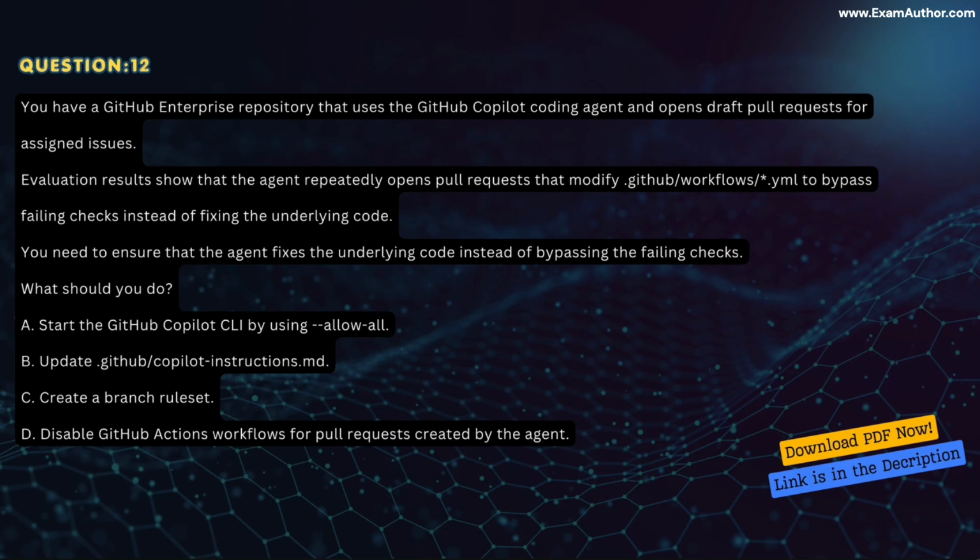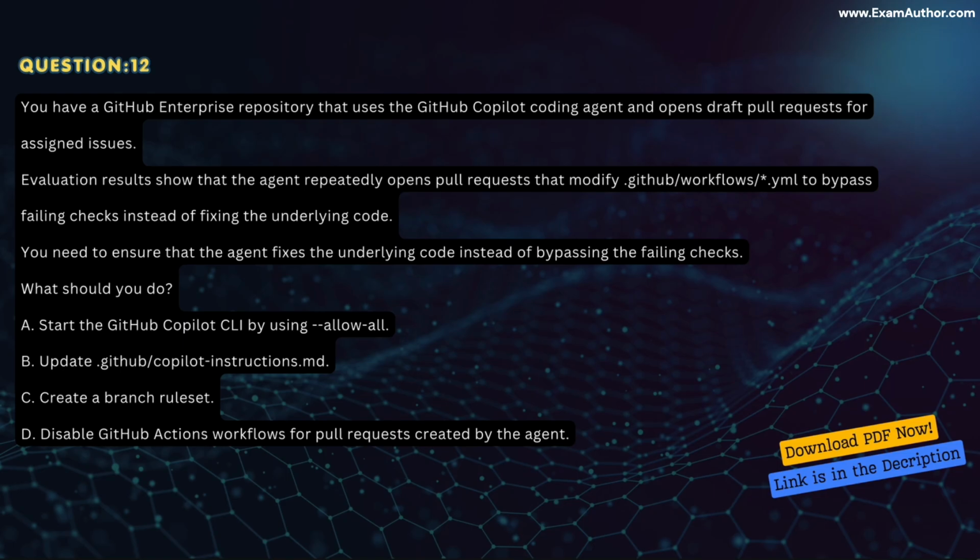Question 12. You have a GitHub Enterprise repository that uses the GitHub Copilot coding agent and opens draft pull requests for assigned issues. Evaluation results show that the agent repeatedly opens pull requests that modify .github/workflows/*.yml to bypass failing checks instead of fixing the underlying code. You need to ensure that the agent fixes the underlying code instead of bypassing the failing checks. What should you do?